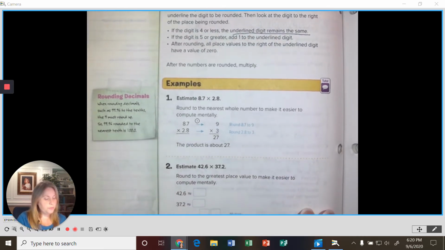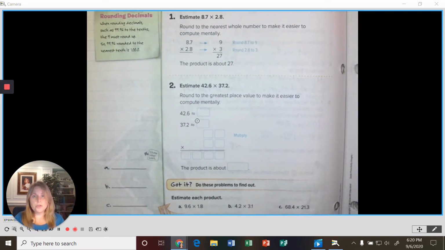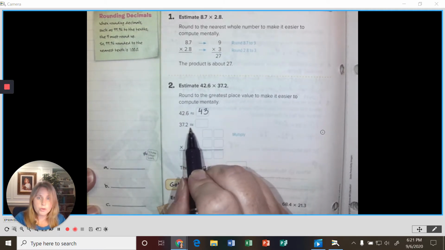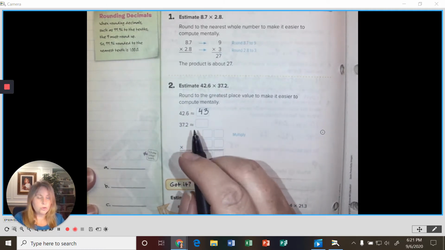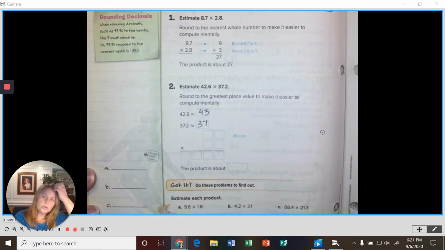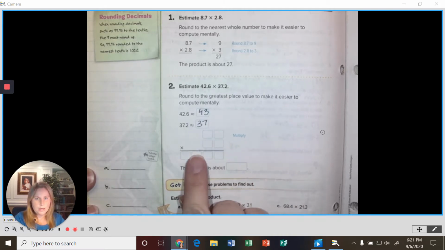Example 2. Okay, 42.6, is that closer to 42 or closer to 43? It's closer to 43. 37.2, is that closer to 37 or closer to 38? That's closer to 37. Okay, so we have a 2-digit multiplication. I don't have room here to do my algorithm, so I'm not going to use this box here.